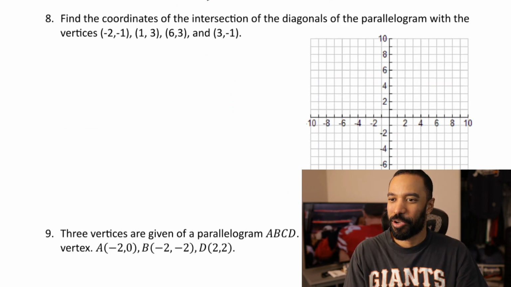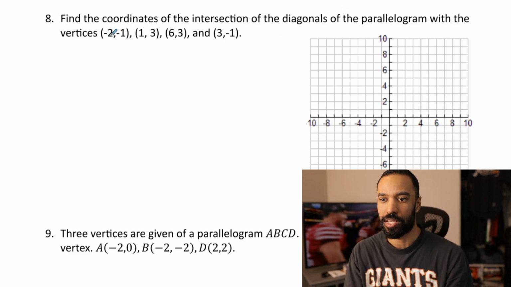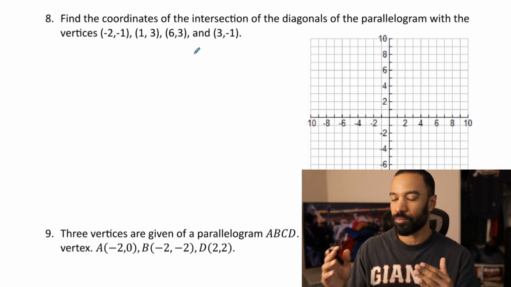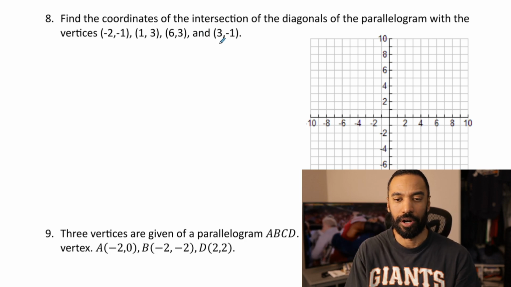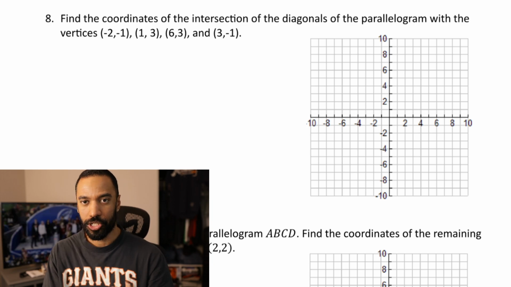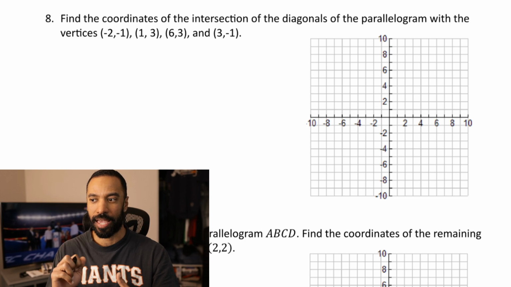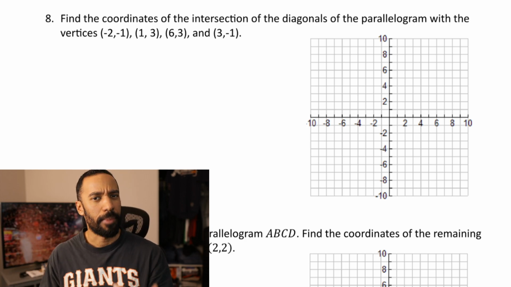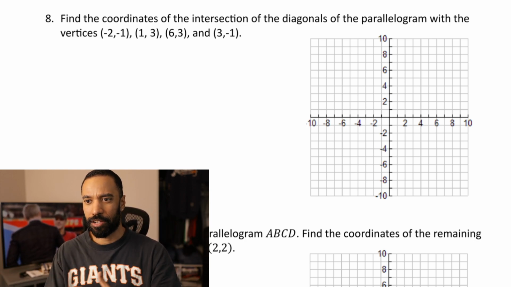Number 8. Find the coordinates of the intersection of the diagonals of the parallelogram with the vertices -2, -1, 1, 3, 6, 3, and 3, -1. All right, find the coordinates of the intersection of the diagonals. We just learned, once again, that diagonals bisect each other. Each diagonal meets at their respective midpoints. So when we find the coordinates of these diagonals, I'm going to plot them on a graph. Wherever they intersect, but it might be a decimal, so we might have to play with that. We need the diagonals' midpoints.